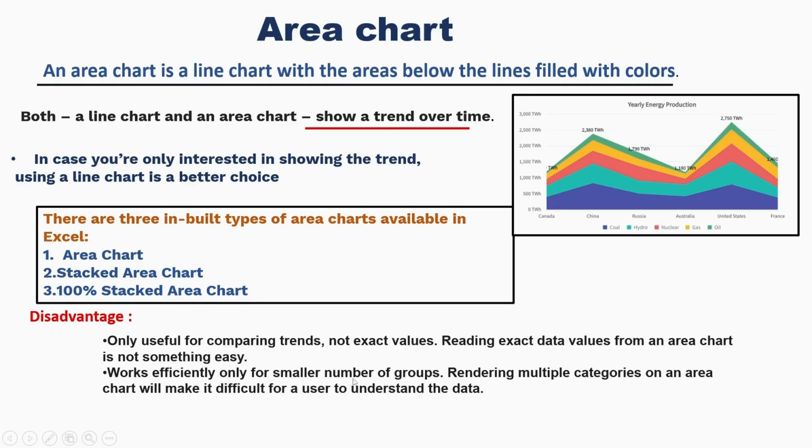Only when you have a smaller number of groups, you want to show trends, and at the same time sometimes you want to show what percentage of the total you get from a certain category, then you can use area charts. There are three types of area charts: normal area charts, stacked area charts, and 100% stacked area charts. Let's jump into the Excel workbook and learn about area charts.